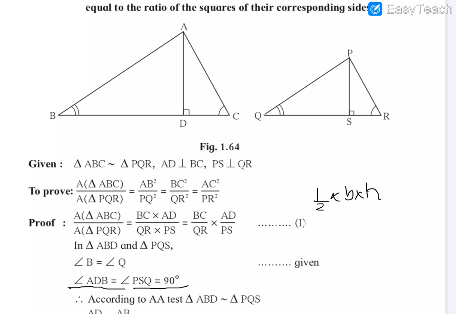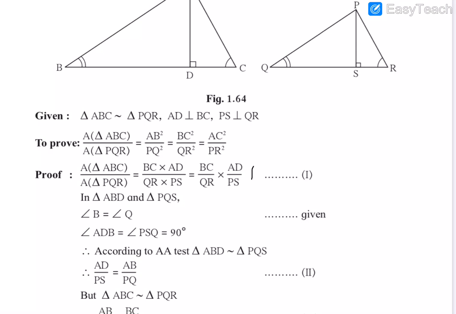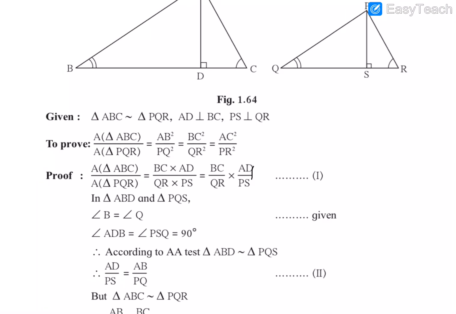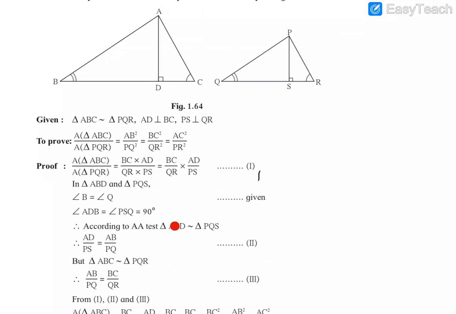So we have two conditions here. Two angles are equal, which means they are congruent. So according to the AA angle test, we can write triangle ABD and PQS are similar. Triangle ABD is similar to triangle PQS according to the AA test. We have proved in both triangles ABD and PSQ that two angles are congruent, so we can write that both triangles are similar.